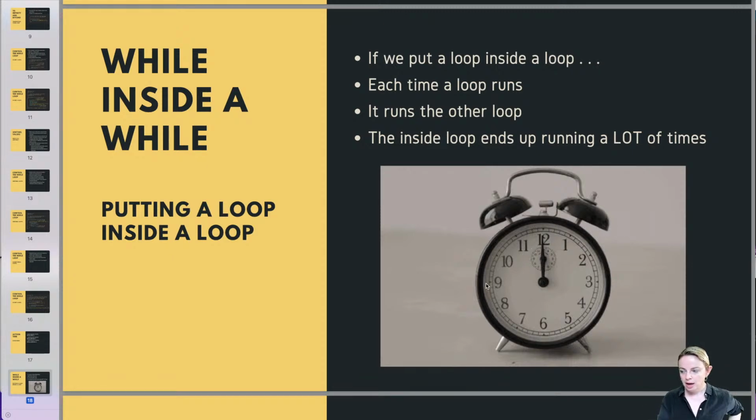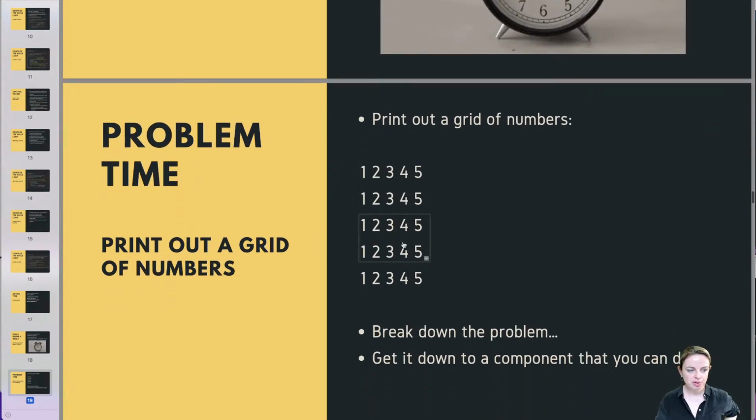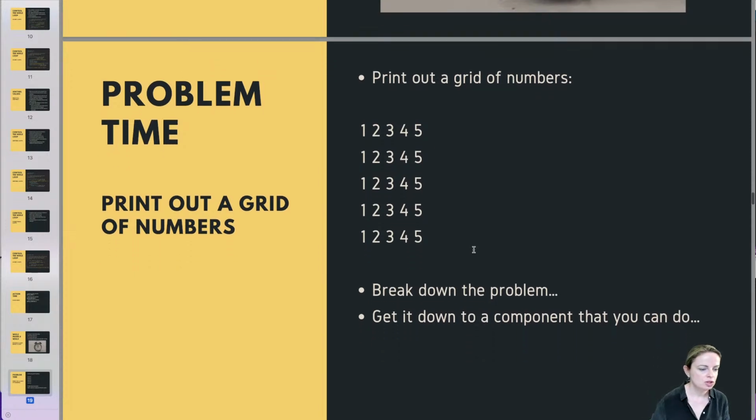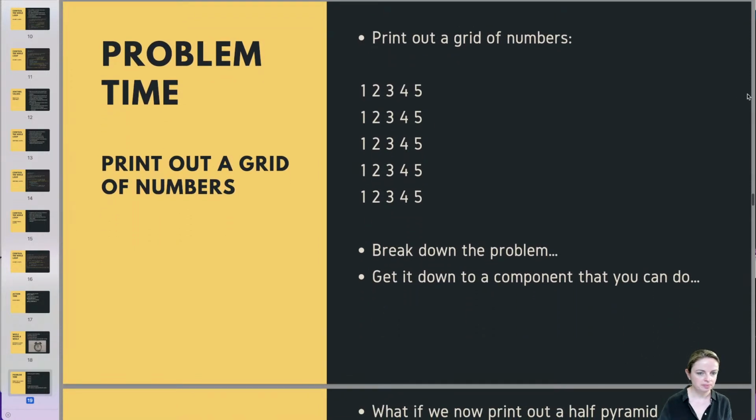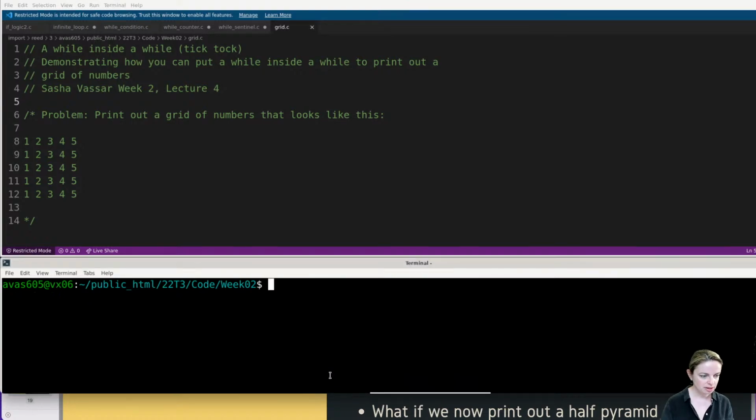So basically what that means is you can do things like this. You can print out whole grids, right? Or you can print out, you know, in a row and a column format. You can do a lot of things then using this while inside a while. Okay, so let's try a problem that kind of uses that, just so that you can see how that's used.